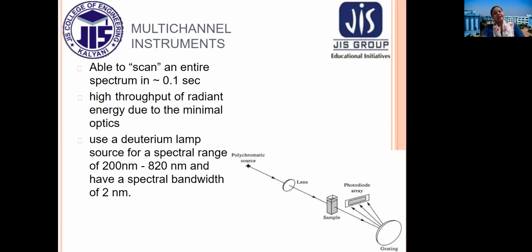Now, multi-channel instruments. Multi-channel instruments are able to scan an entire spectrum in approximately 0.1 second. They have a high throughput of radiant energy due to minimal optics, and use a deuterium lamp source for a spectral range of 200 nanometer to 820 nanometer, with a spectral bandwidth of 2 nanometer. It's much more advantageous than a double beam or single beam spectrophotometer.